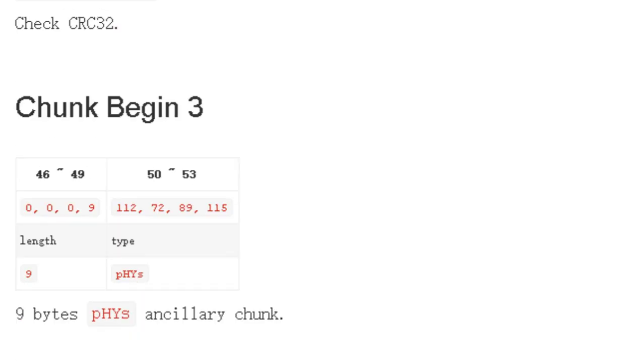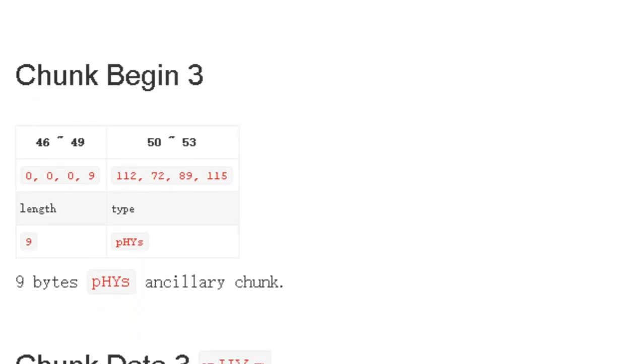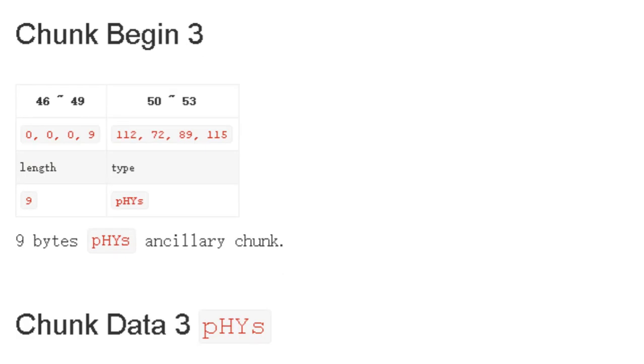Chunk begin 3. Bytes 46 to 49 inclusive, and 50 to 53 inclusive. The first 4 bytes slammed together gives you a 9, and the next 4 bytes slammed together gives you the ASCII string lowercase p, h, y, which is capital, and then a lowercase s. 9 bytes pHYs ancillary chunk.